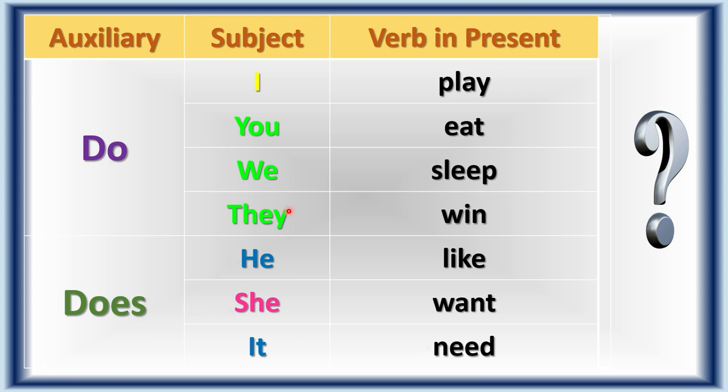Don't forget, the verbs in simple present can switch to any place. But here, the important thing is how we can use do. I, we, you, they have to use do. He, she, it have to use does.